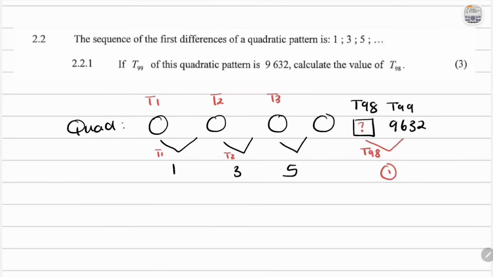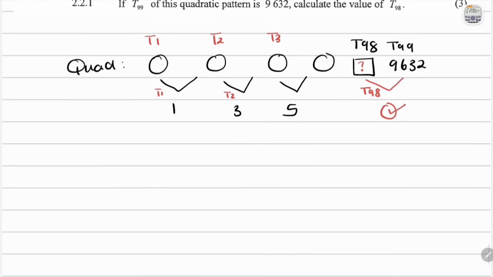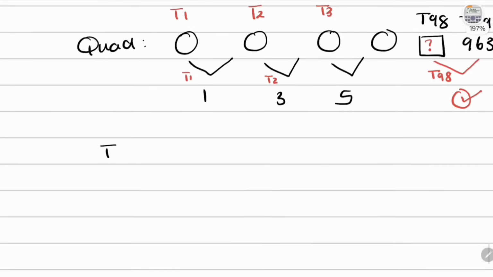So if we can find out the value of term 98, we would be able to find out what term 98 is in the quadratic pattern. Okay, so finding term 98 shouldn't be a problem since we have all of this information. This is linear, it's arithmetic, so we can find its formula by saying Tn is equal to a, which is the first term, 1, plus n minus 1 times d.